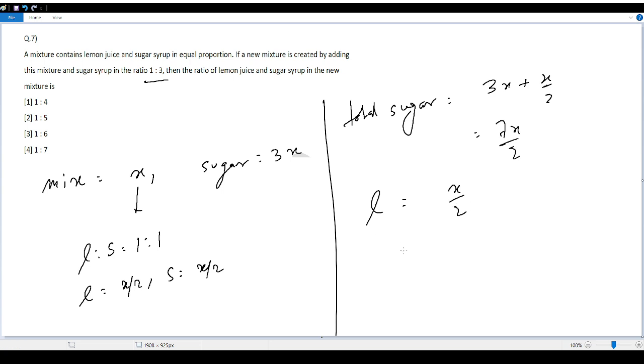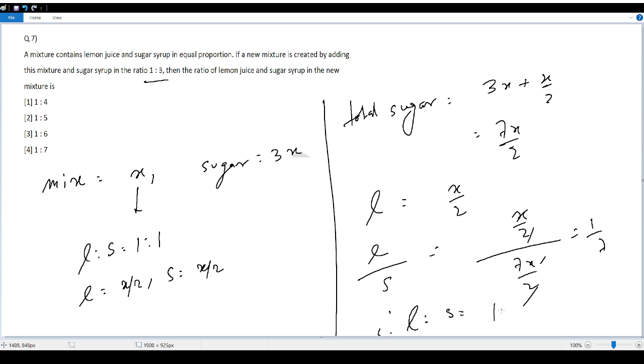So the ratio of lemon juice to sugar syrup is x by 2 by 7x by 2. All things get cancelled out, 1 by 7. That means lemon to sugar is 1 is to 7. So that is the answer. Did you understand?